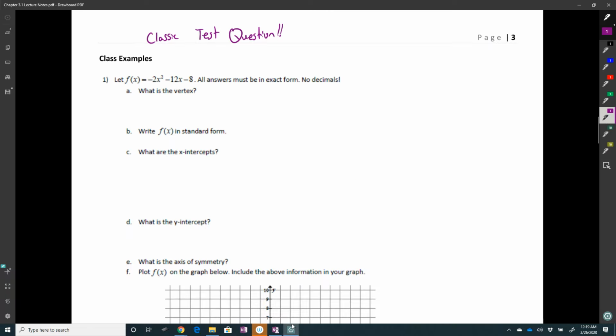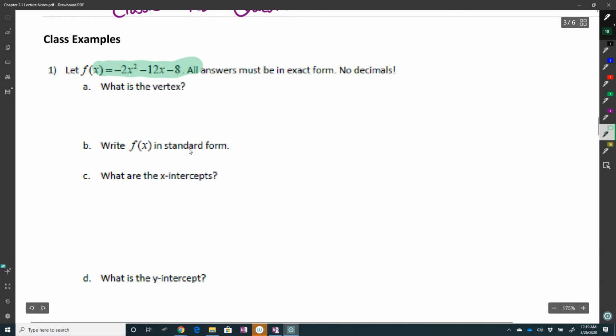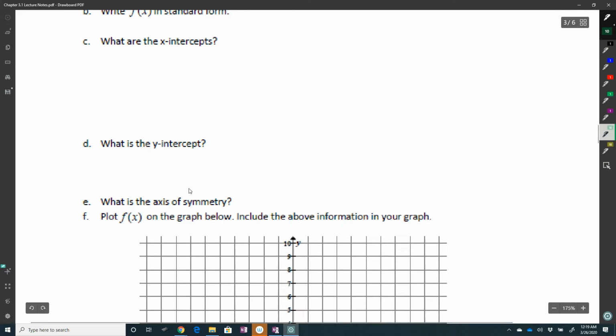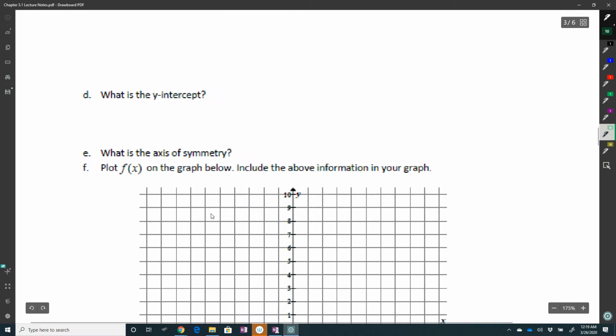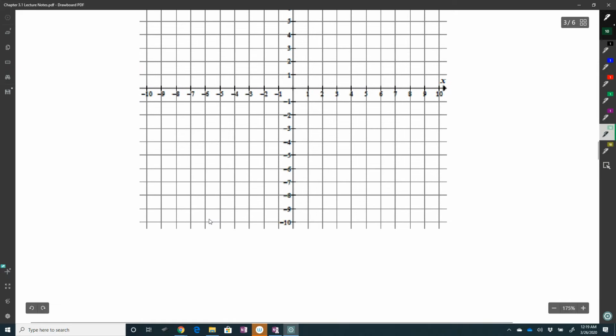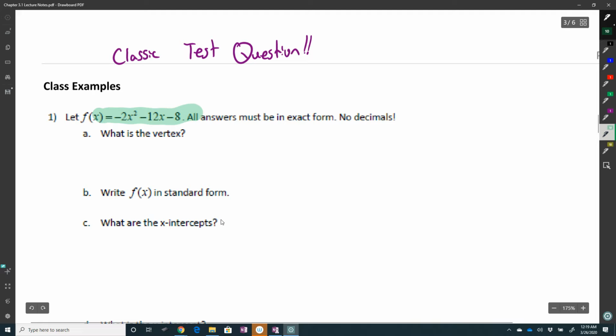So basically for this section, I'm going to give you a parabola, and you just give me everything you can possibly think about it. What's the vertex? What's the standard form? What are the x-intercepts? What's the y-intercept? What's the axis of symmetry? And then once you have all of that, graph it. So this is just a classic test question. So let's start. What is the vertex?